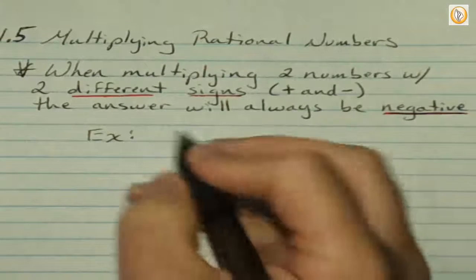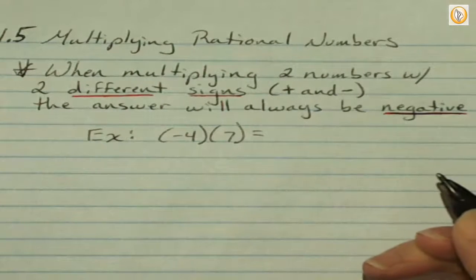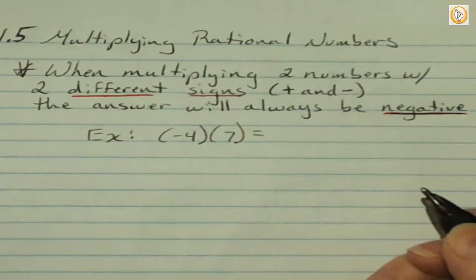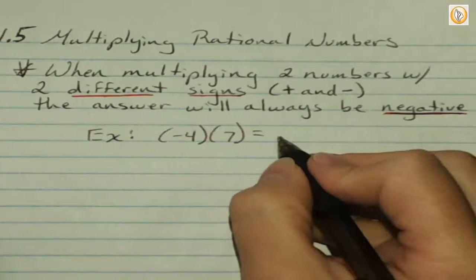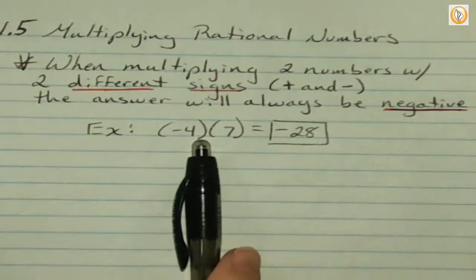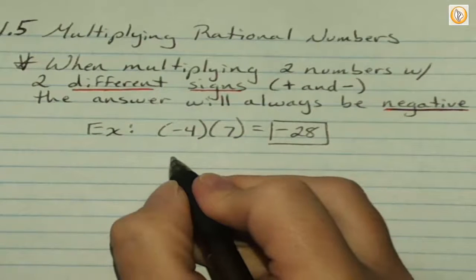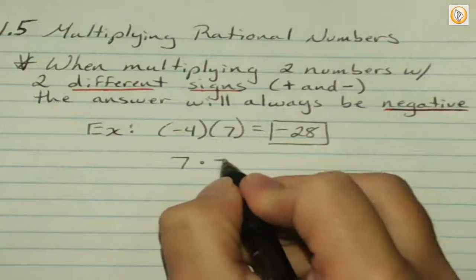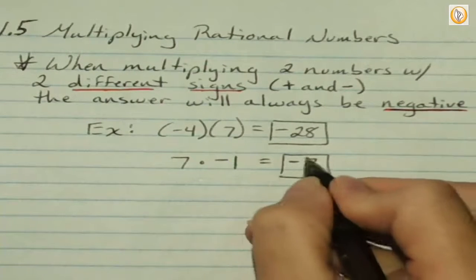For example, -4 times +7. What would this be? -28. Very good. And y'all remember that when the numbers are in parentheses and right next to each other, it means multiplying. If I have 7 times -1, remember the dot means multiplying. What would that be, Emily? Very good. Good job.